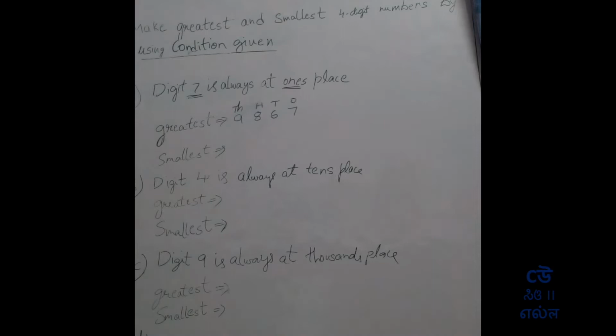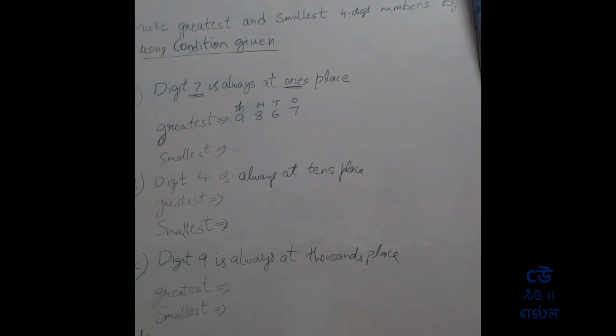You can also write any number as you wish, but the digit should not be repeated. Okay. If they ask that the digit can be repeated, then you can repeat. Otherwise, please don't repeat the digits twice. Okay. Like that only you have to find the smallest number.